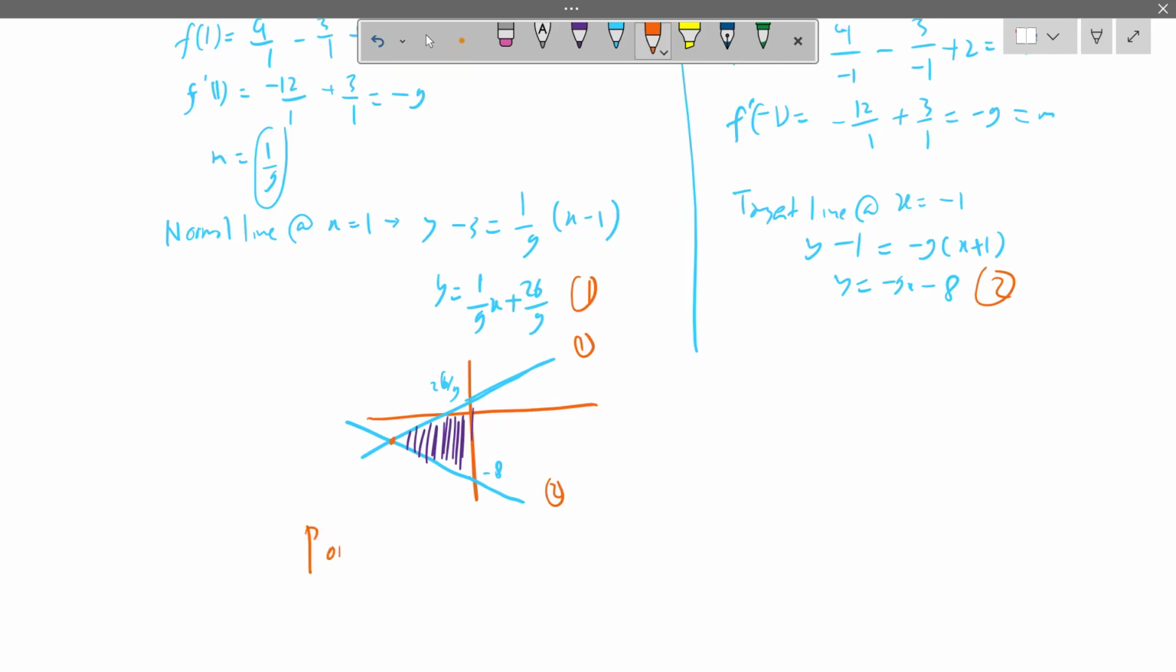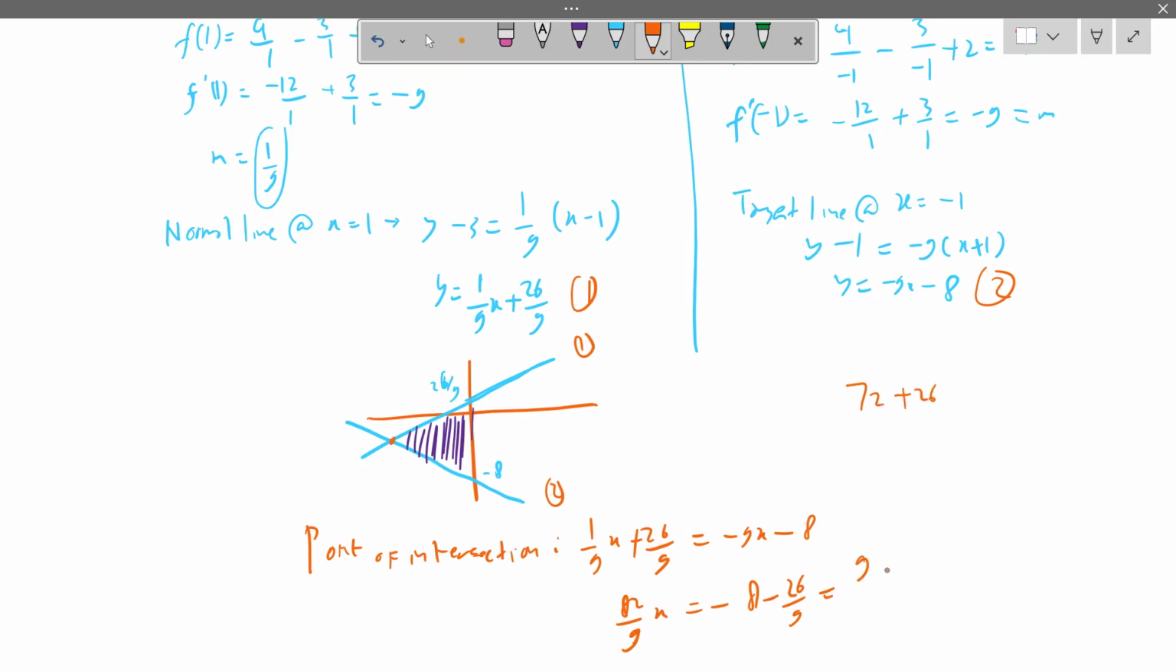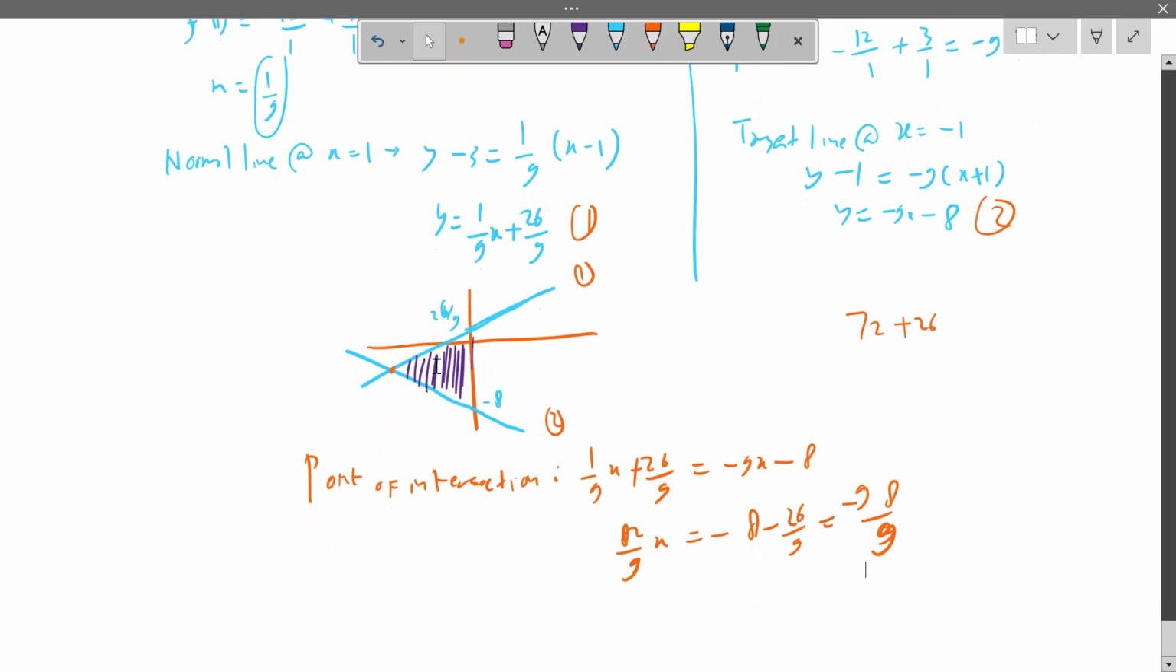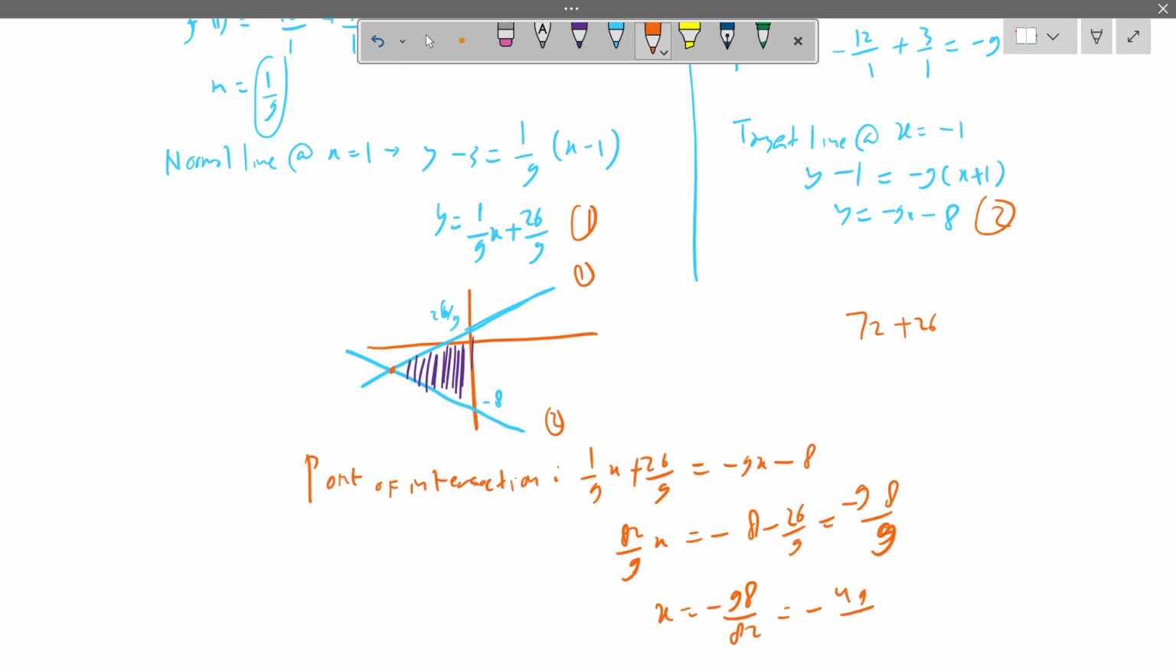So the point of intersection: 1 over 9 x plus 26 over 9 equals negative 9x minus 8. So here you have 82 over 9 x equals negative 8 minus 26 over 9, which is negative 72 minus 26, negative 98 over 9. And then x is equal to negative 98 over 82, or negative 49 over 41.